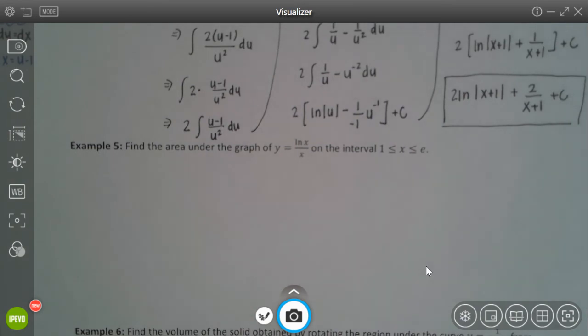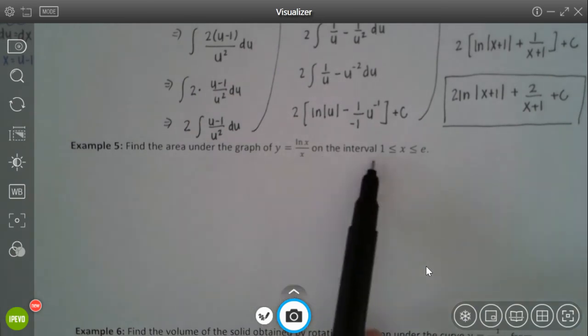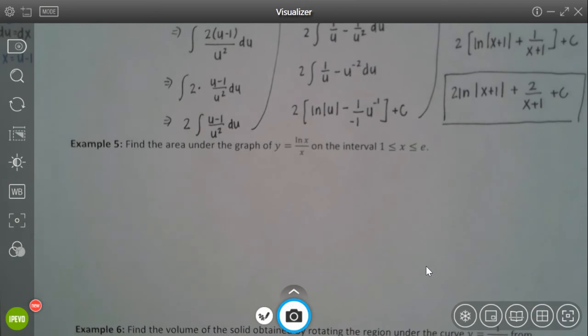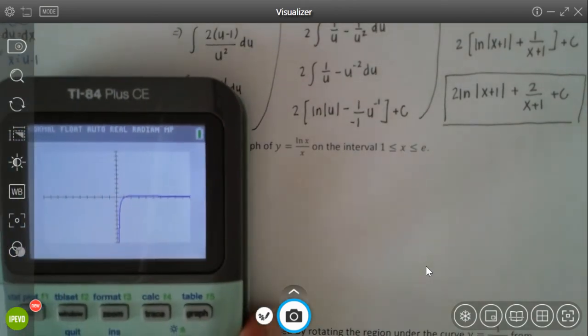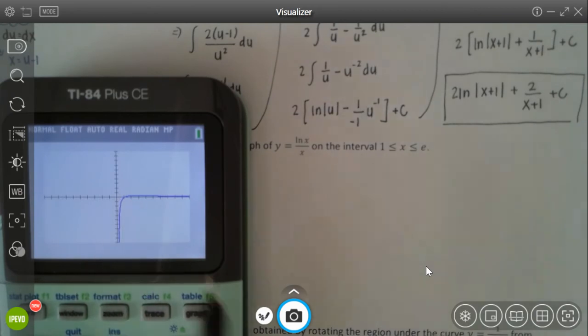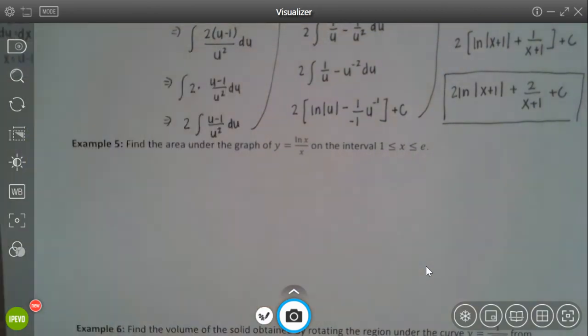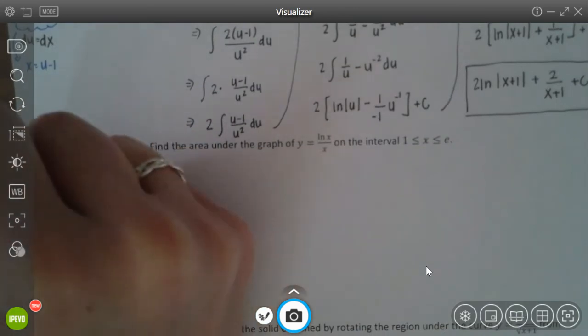So I know that I'm looking for the area under the curve of this ln of x over x on the interval from 1 to e. The first thing I'm going to do is look at what the graph of this function looks like, which looks like there's a little bit of area underneath the curve. So let me do a quick little sketch of that.